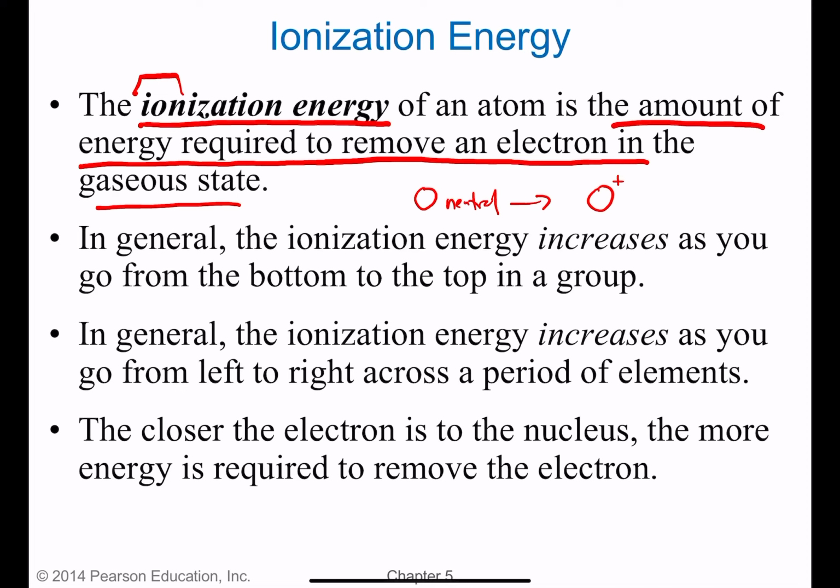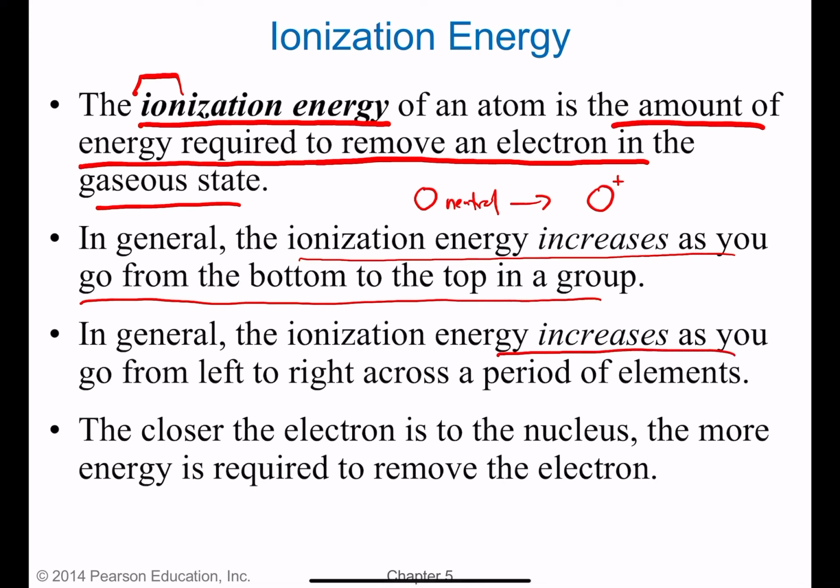So in general, ionization energy increases as you go from bottom to top, and it increases as you go from left to right. And the reasoning for this is the same as when we talked about atomic radius and Coulomb's law. So I'll write that law again. Q1, Q2 in the numerator at the top, and then R squared in the denominator at the bottom of that fraction.